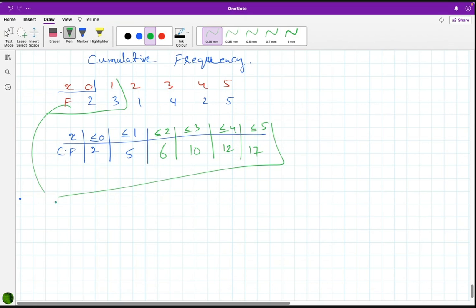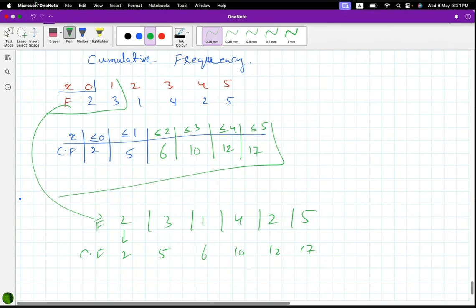I'm writing this again: 2, 3, 1, 4, 2, and 5. So we keep on adding it. We write 2, then 2 plus 3 is 5, 5 plus 1 is 6, 6 plus 4 is 10, 10 plus 2 is 12, 12 plus 5 is 17. So this is cumulative frequency, that was frequency.